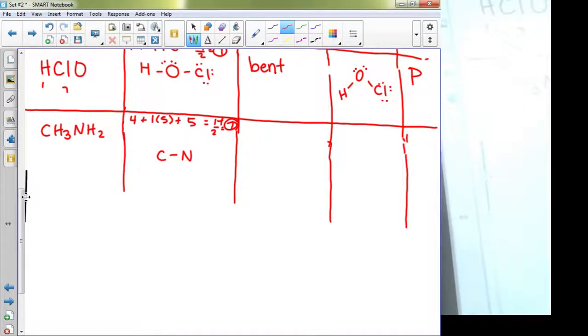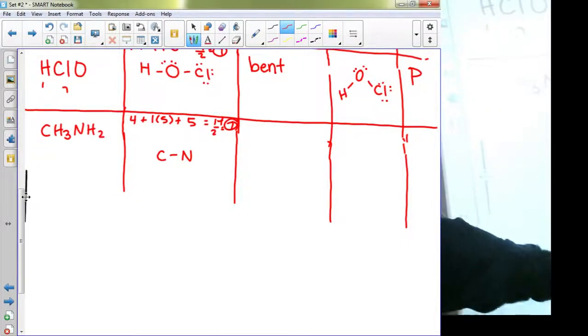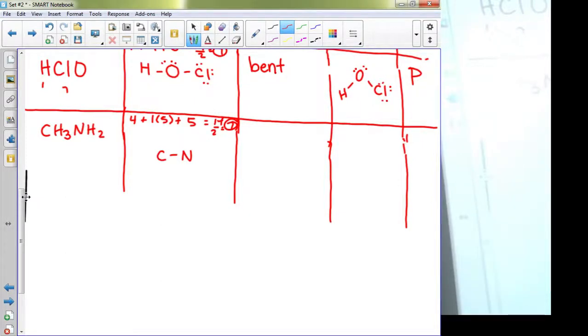Now, here's a hint that's going to help you in drawing. Carbon never has lone pairs. Carbon is the promiscuous atom on the periodic table. So carbon never has lone pairs. It will form double bonds, triple bonds, however many bonds it has to form, so it doesn't have lone pairs. Everybody good on that? Yes.